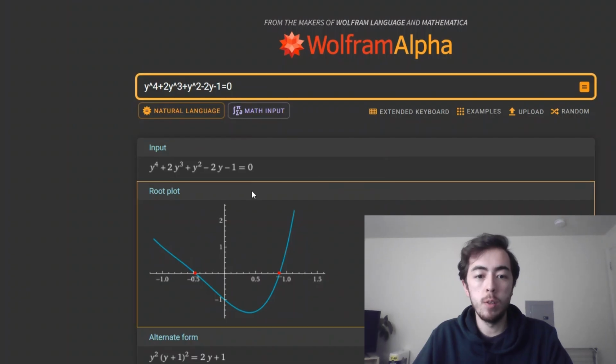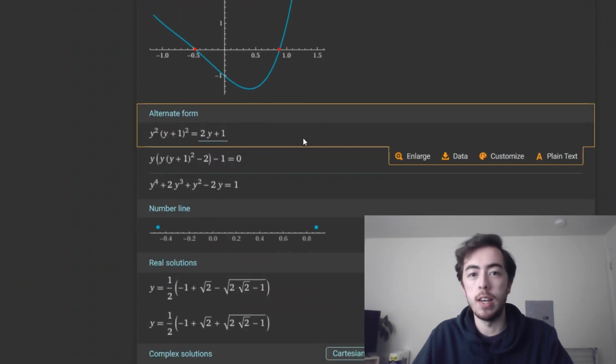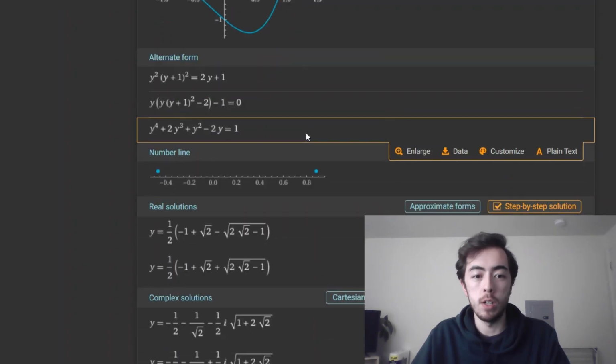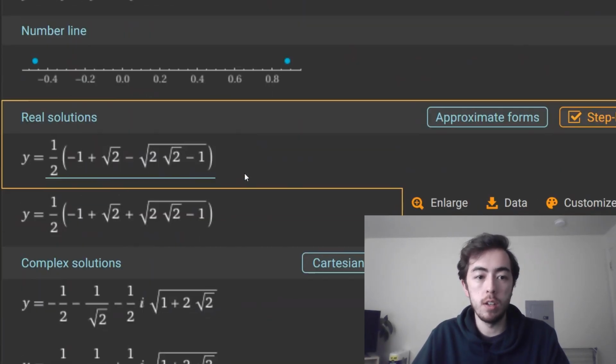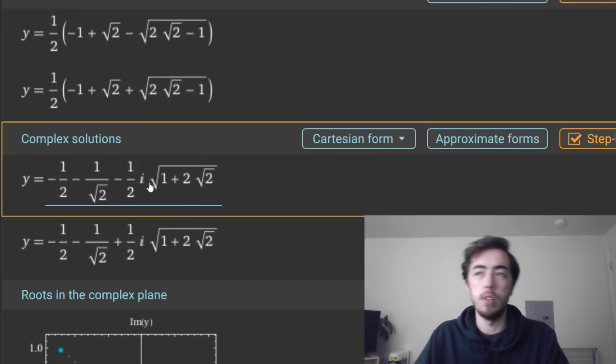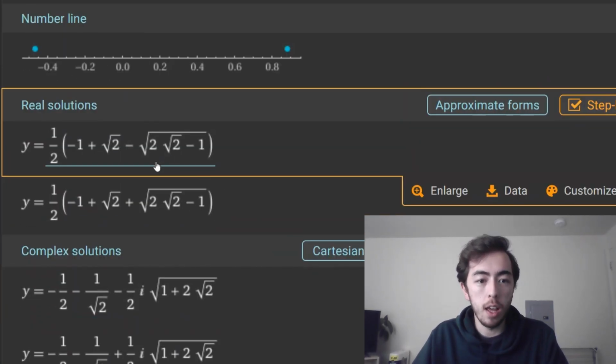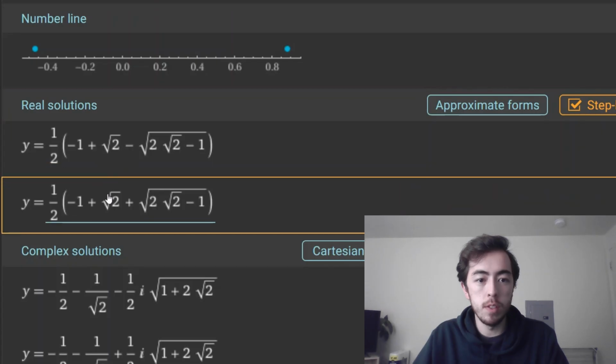So here's the polynomial. Looks like we have 2 real roots. And then given that it is a quartic polynomial, we have 2 imaginary or complex roots. Here are those real solutions and complex solutions. Given that it's a geometry problem, we're only going to be working in real numbers, so I can ignore the complex solutions. And these are the same except for this plus or minus sign.